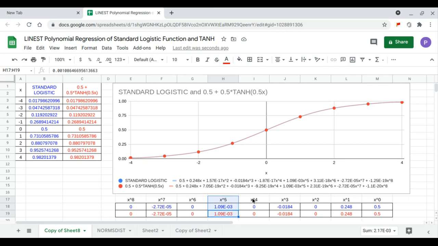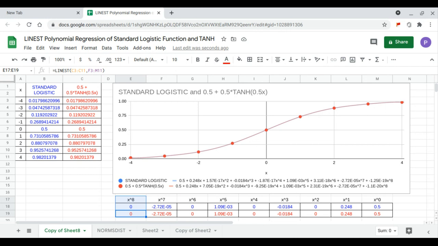X to the 5th is 1.09 times 10 to the minus 3. X to the 6th is 0. This is very small, times 10 to the minus 18 and times 10 to the minus 19. And x to the 7th, that's negative 2.72 times 10 to the minus 5. And x to the 8, this is 0 because this is times 10 to the minus 19 times 10 to the minus 20.